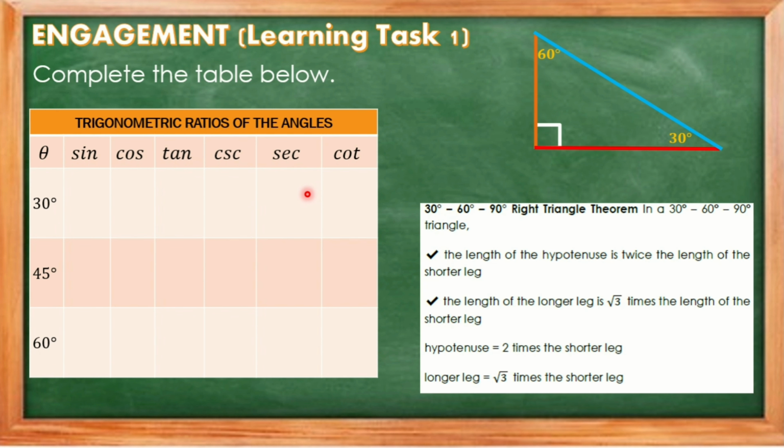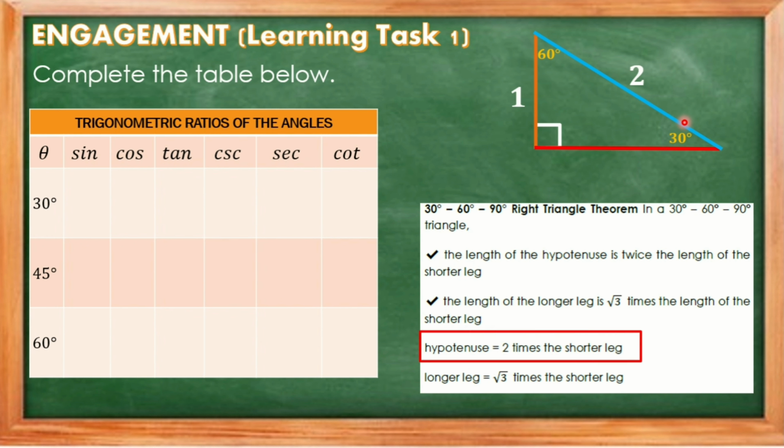Okay, so unahin muna natin yung 30, 60, 90 special right triangle theorem para malaman ang 6 trigonometric ratios ng 30 degrees at saka ng 60 degrees angle. Para sa 30, 60, and 90 degrees special right triangle, we know that if the opposite side of 30-degree angle, so this one, let's say that is equal to 1, yung hypotenuse niya ay magiging equal to 2.